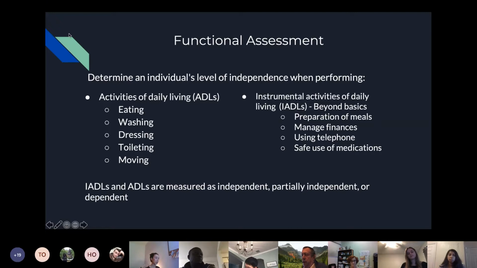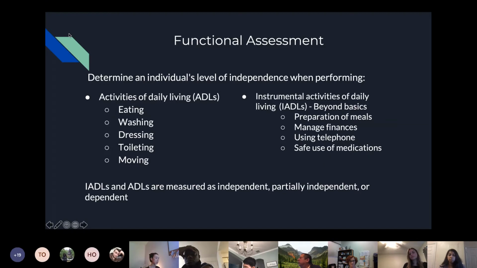So skills or activities of daily living are basic tasks that a person needs to be able to live on their own independently. Health issues and aging may make it difficult for seniors to complete everyday tasks that are essential to keep them healthy and safe. And examples of these are eating, washing, dressing, toileting, or even just moving and walking. And instrumental activities of daily living are more complex activities required for independent living that involve thinking and organizational skills. So some of these are preparation of meals, managing finances, using a telephone, and safe use of medications.